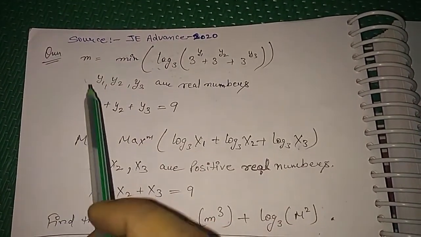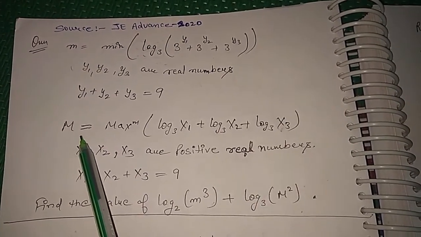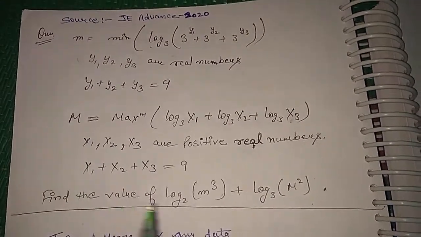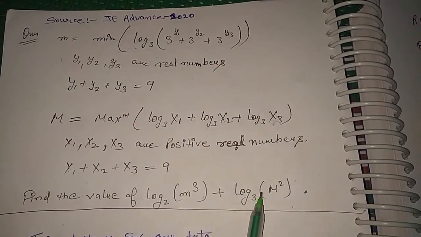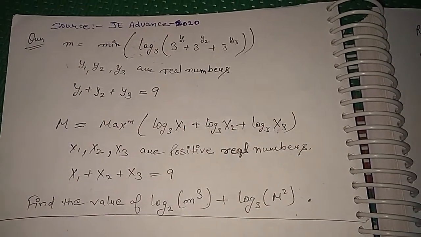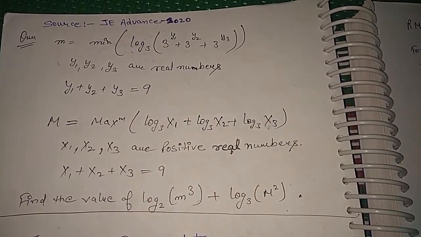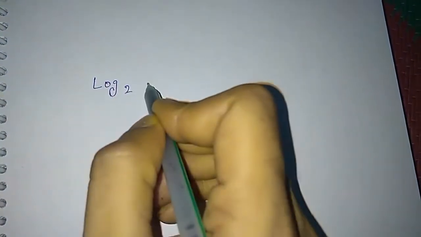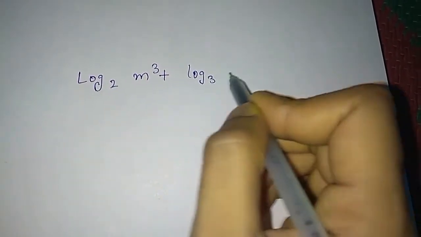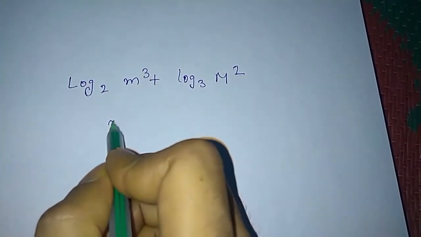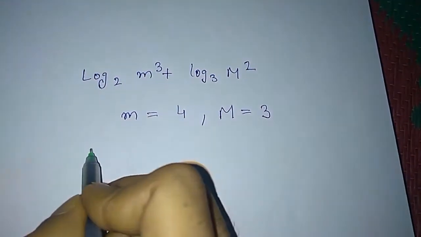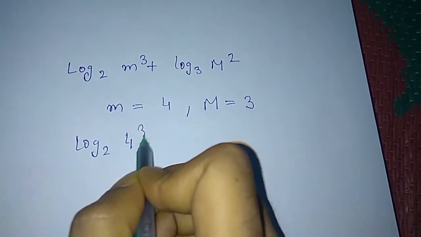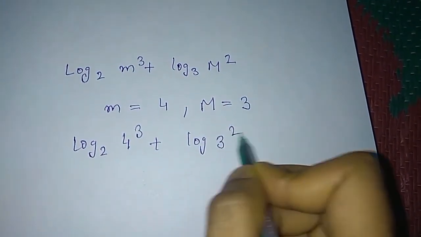So now we have found both the values, small m and capital M. That was our previously required data for solving this equation. So let's write this equation, put these values and get our answer. Log base 2 of m cube plus log base 3 of M square. We found small m as 4 and capital M as 3. So here I should write log base 2 of 4 cube plus log base 3 of 3 square.